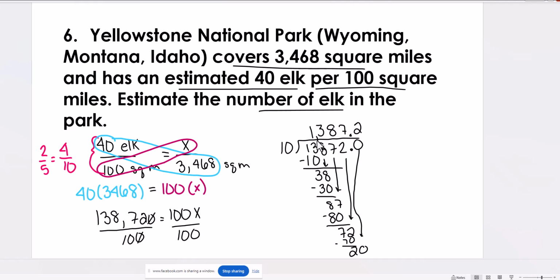Now we're getting 1,387.2. We can't take part of an elk, so we're just always going to round up. 1,388. Yep, that is our guesstimate at how many elk are in Yellowstone National Park. And we did it! How cool is that?